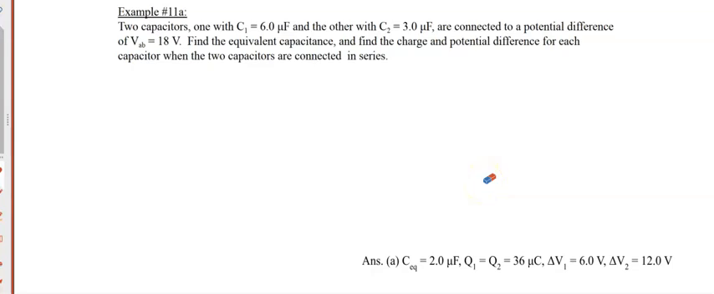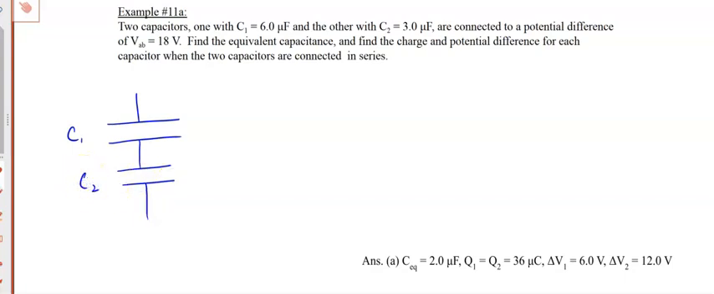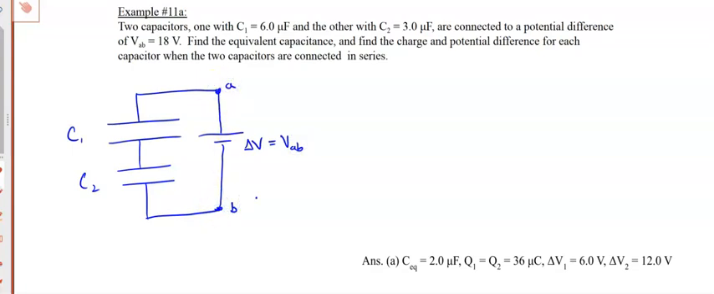Welcome to example number 11a. Here we're looking at two capacitors that are connected in series with each other. So here's capacitor 1, C1, and then we have another capacitor here, we'll call it C2, and then they are connected to a battery, which I'm drawing right now, that has a voltage delta V. Or you could call it voltage AB, where this is point A and this is point B. So in part A, we're asked to calculate the equivalent capacitance in series, so CEQ in series.